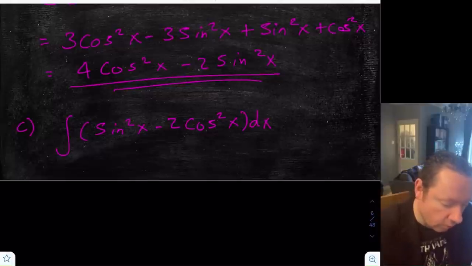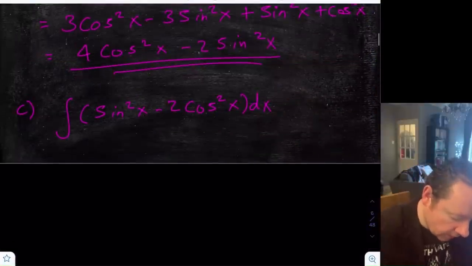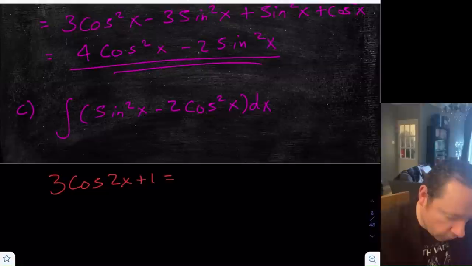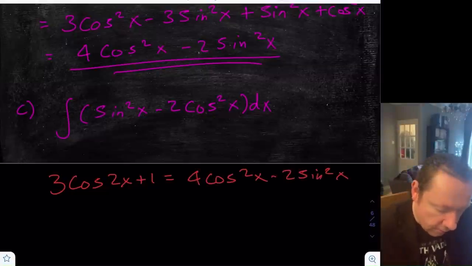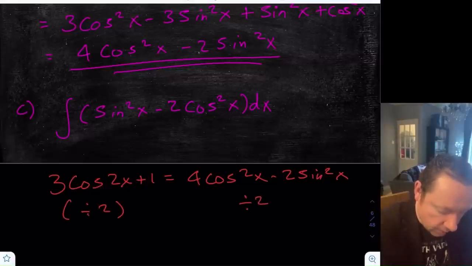So let's have a look at what this result was. It was 3 cos 2x add 1. As an aside, 3 cos 2x plus 1 was equal to 4 cos squared x minus 2 sine squared x. If I divide this by 2, I would get 2 cos squared x minus sine squared x. So let's just do that to start with, just so you can see what's happening. Divide by 2 on both sides.